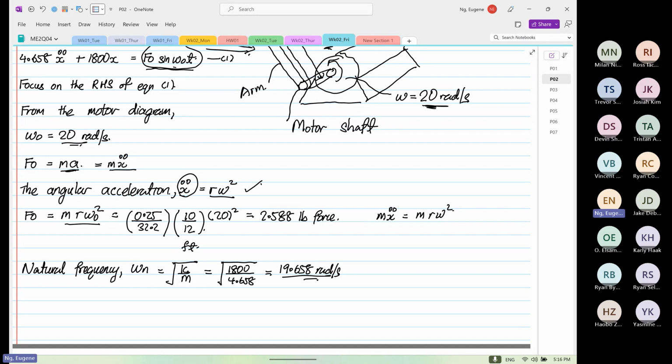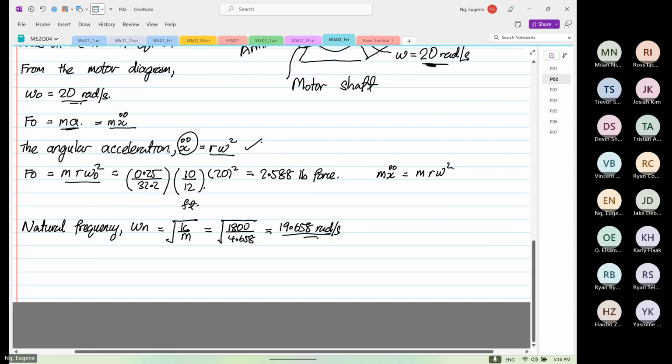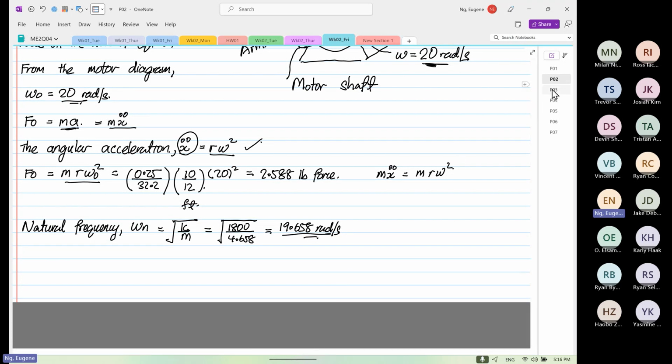The next part of the question, we have to determine the steady state amplitude. Okay, so I'm going to go to the next page. I'll give you some time to write things down.